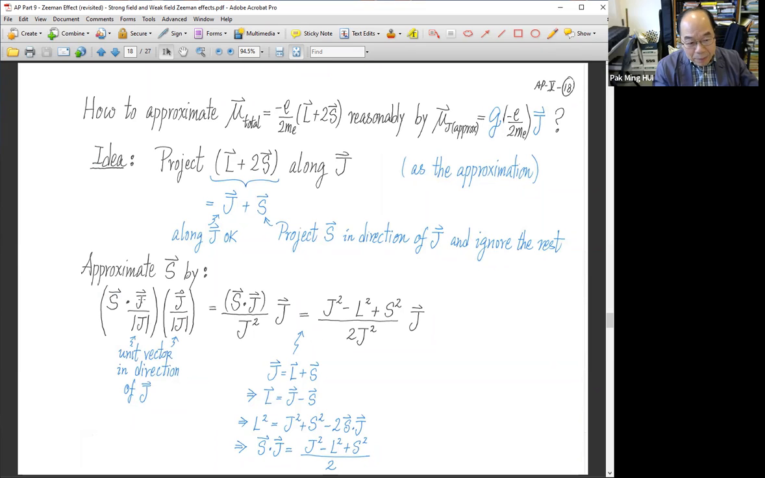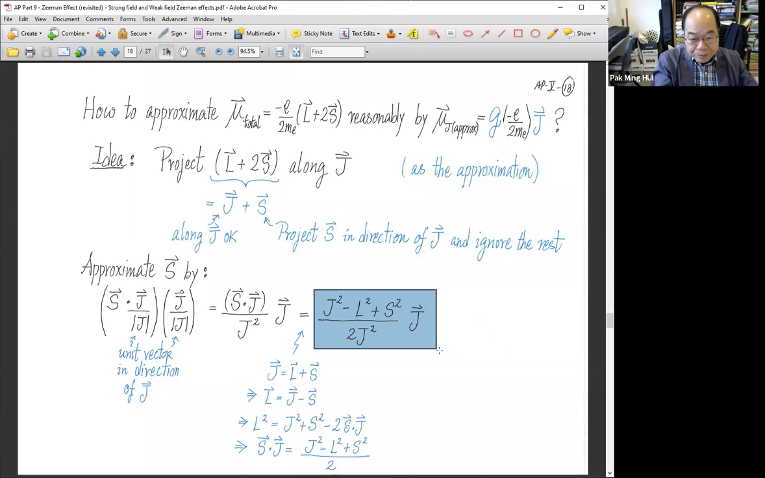So this thing is nothing but S dot J here. This is the direction J, that's good, divided by the magnitude square, J square. Okay, now J dot S is easy to handle. It is nothing but J square minus L square plus S square. Okay, so we have an expression for this little part due to S along J.